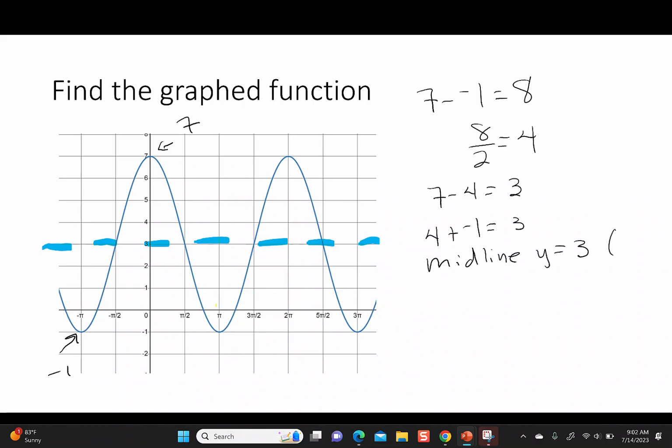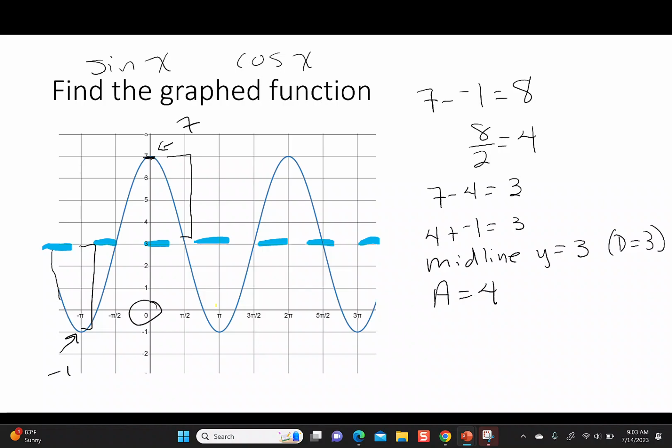This immediately tells me that d is equal to 3. The distance of 4 that I can see between the midline and the maximum, or the midline and the minimum, tells me my amplitude. So I have a is equal to 4. The last thing I want to do is decide which kind of graph this is. Do I have the sine of x or do I have the cosine of x? How you decide is by starting at 0. At 0, I can see I'm up at 7, which tells me I'm starting with the cosine. So my function f of x is equal to 4 times the cosine of x plus 3.